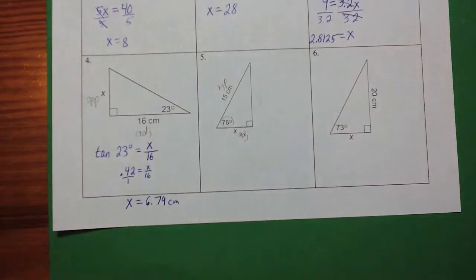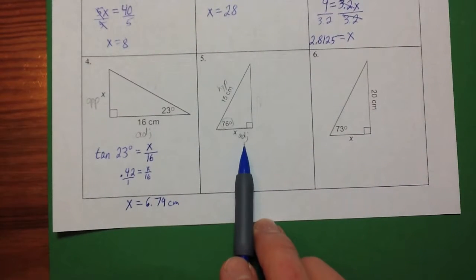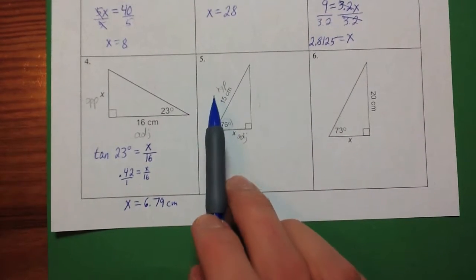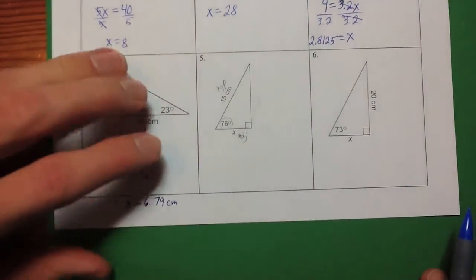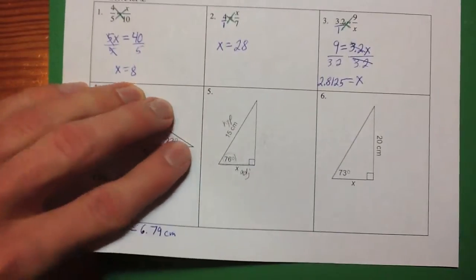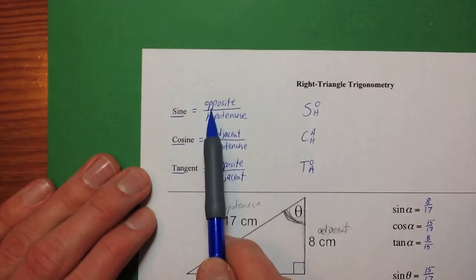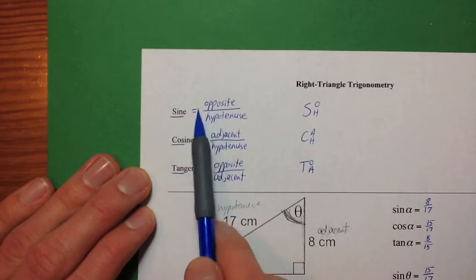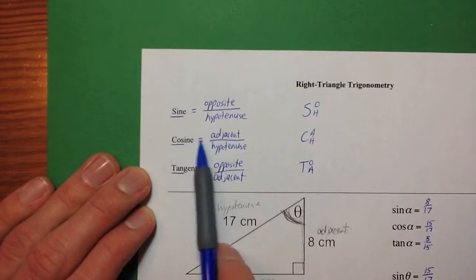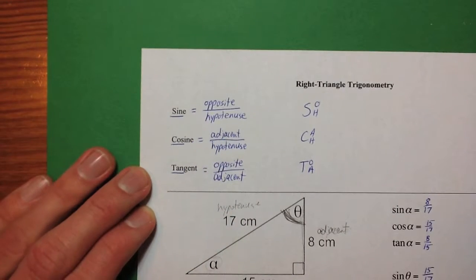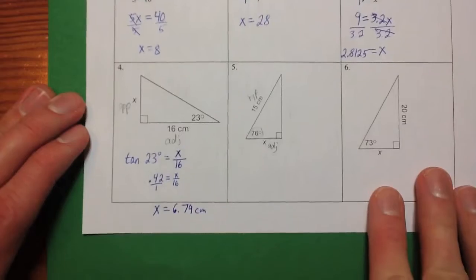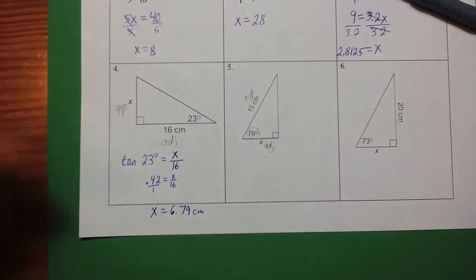Okay? So here goes. I have adjacent and hypotenuse. When I have hypotenuse and adjacent, what do I do? Well, I slide my paper up. That's what I do. And I look. Adjacent and hypotenuse. Nope, it's not sine. Adjacent and hypotenuse. There you are. It's cosine. So I'm dealing with cosine. Number 5 is a cosine problem.